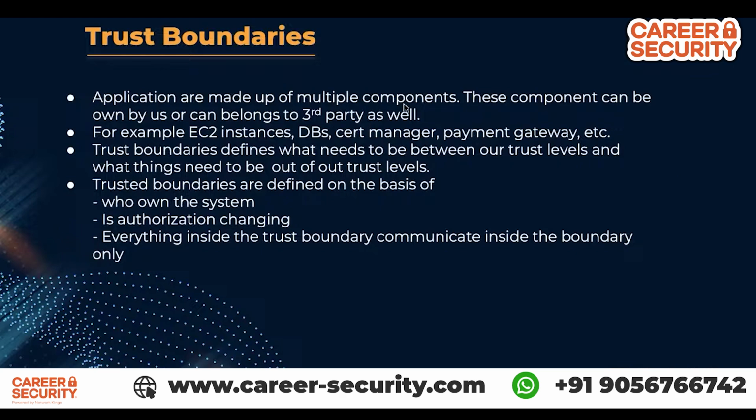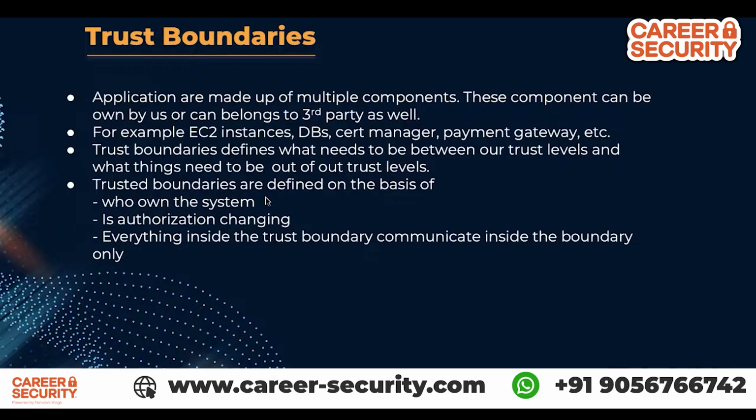So this application is made up of multiple things: third party components, and some things are owned by us. For example, EC2 instance, DB, cert manager, payment gateway, all these things are components of an application. And trust boundaries define what needs to be within our trust level and what needs to be outside of our trust level. So this application is made up of multiple components, like servers and payment gateways. Among these, a few belong to us, and a few belong to some other company or third party, of which one is the payment gateway. So we cannot trust the payment gateway. That's an example. We can only trust the things that we have created.